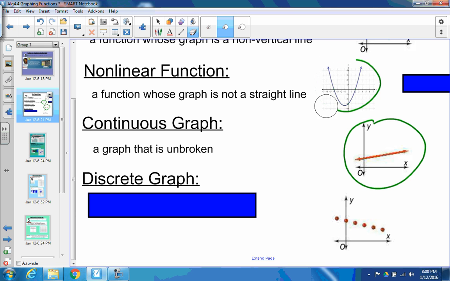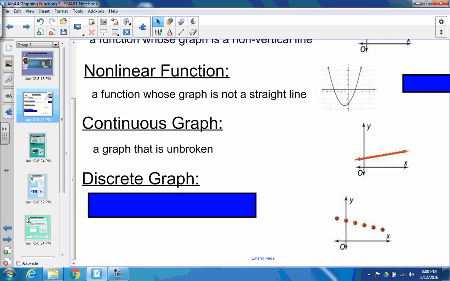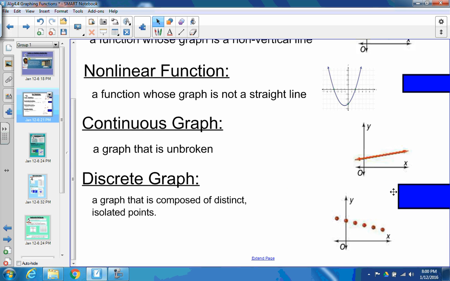And the difference between continuous and discrete graphs are that discrete graphs are broken. So they're composed of distinct isolated points or just broken up points. There are some certain real world situations that would not be continuous. They would just be graphed by the individual points. And you'll see more of that next year in Algebra 1. You'll also see more of that if you ever take statistics or you deal with statistics at all in life. Those are graphs you'll see there.